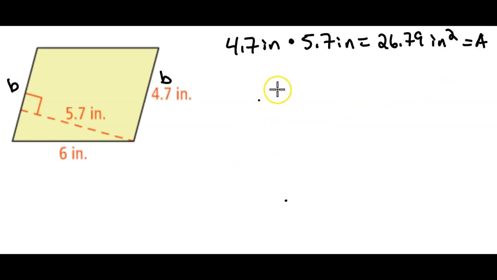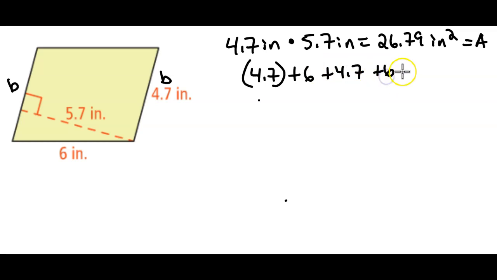And then the perimeter is going to be 4.7 plus 6 plus another 4.7 plus another 6, and this is all in inches. So what is it going to give us? 10.7 twice, so it's going to be 21.4. And this is in inches. That's our perimeter.